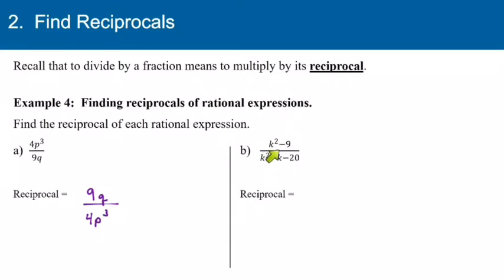For part B, we have k squared minus 9 over k squared minus k minus 20. So all they've asked us to do here is find the reciprocal. Both of these expressions could be factored, but they didn't ask us to do that. All they asked us to do is find the reciprocal, so we'll do that. The reciprocal here is going to have k squared minus k minus 20 in the top and k squared minus 9 in the denominator. And that's it. That's how you get a reciprocal.